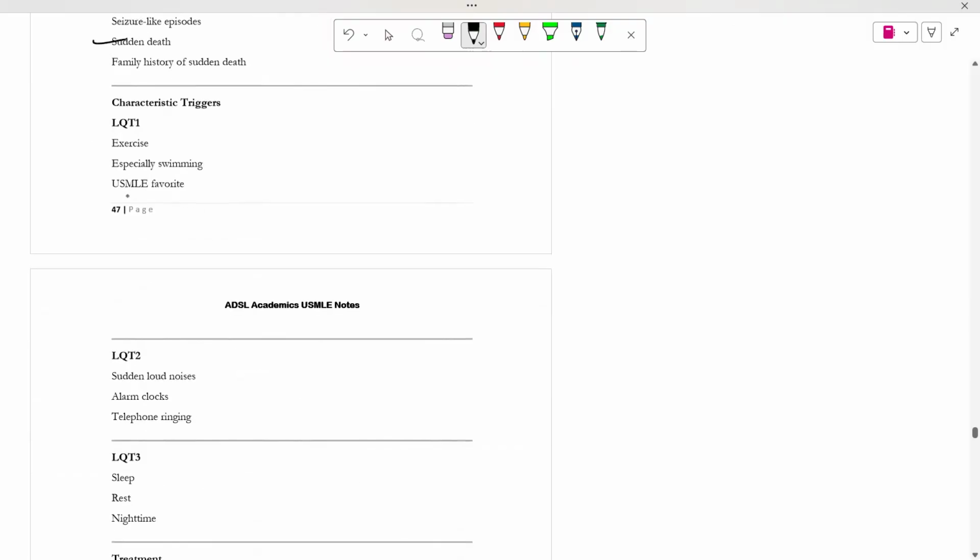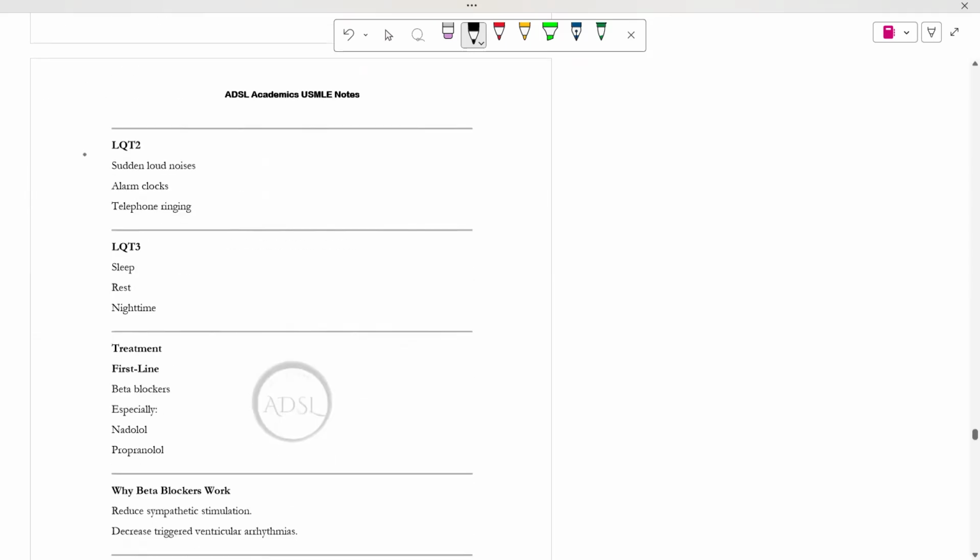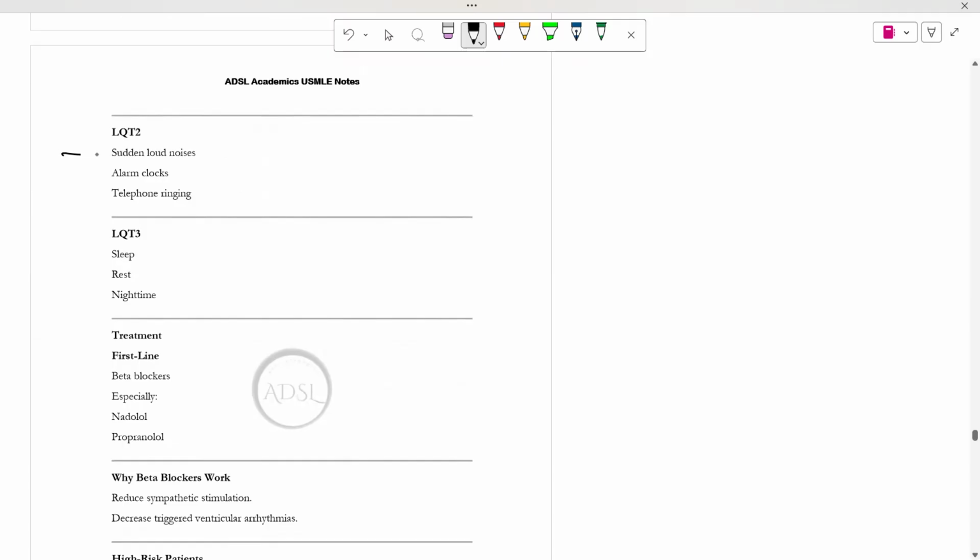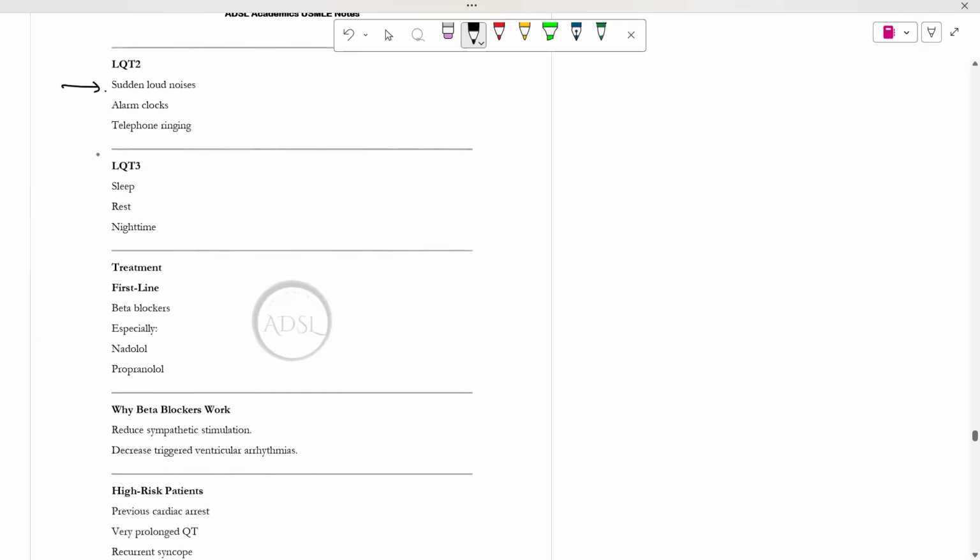There are certain triggers like exercise and swimming. Sometimes they ask you about swimming. Okay, so this you must know. Similarly, in type 2, sudden loud noises can be a trigger, whereas in QT3, sleep. Okay, that is why they say the child was sleeping and died in sleep.